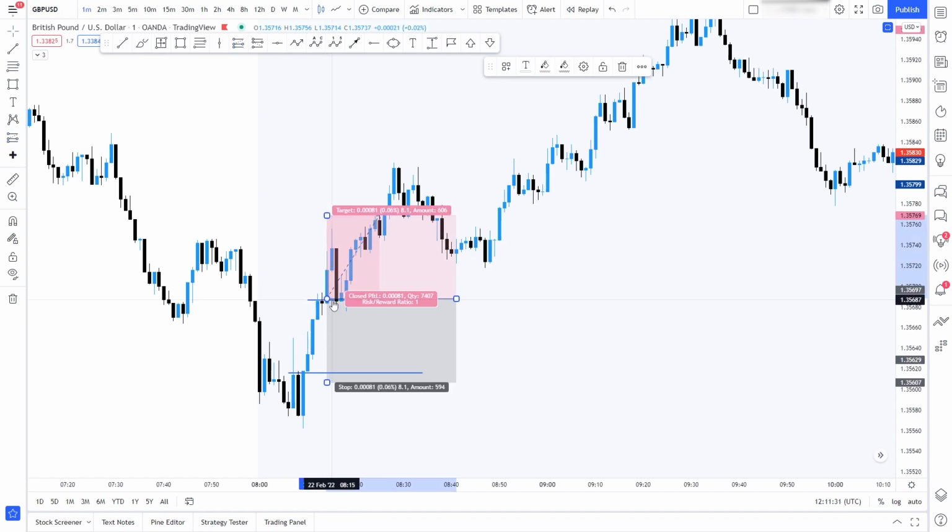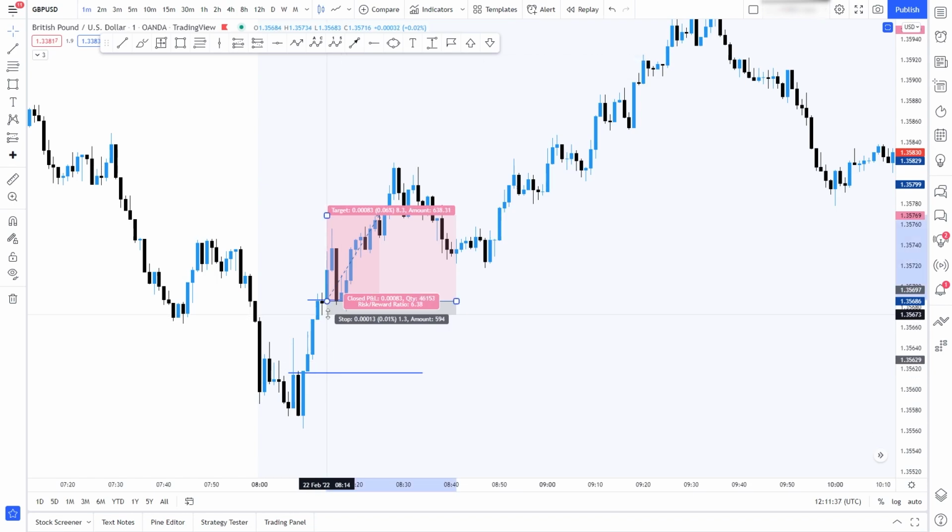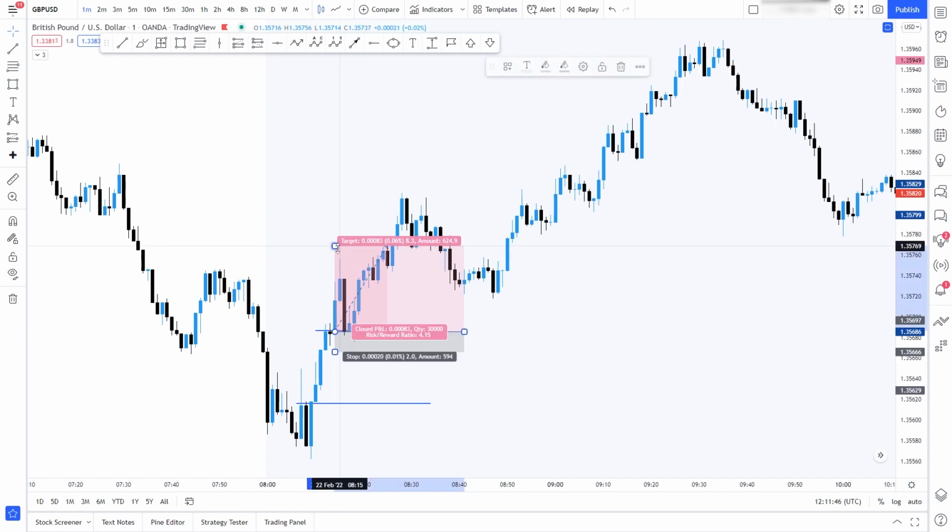Let's say we entered at the body right there, at the open of the candle, with around a 2 pip stop loss. I wouldn't do a 1 pip, because it can get quite dangerous with spreads, even when you have a raw spread account. So let's say I put a 2 pip stop loss right there, and let's say we targeted these highs. You know, a nice 1 to 7 there.